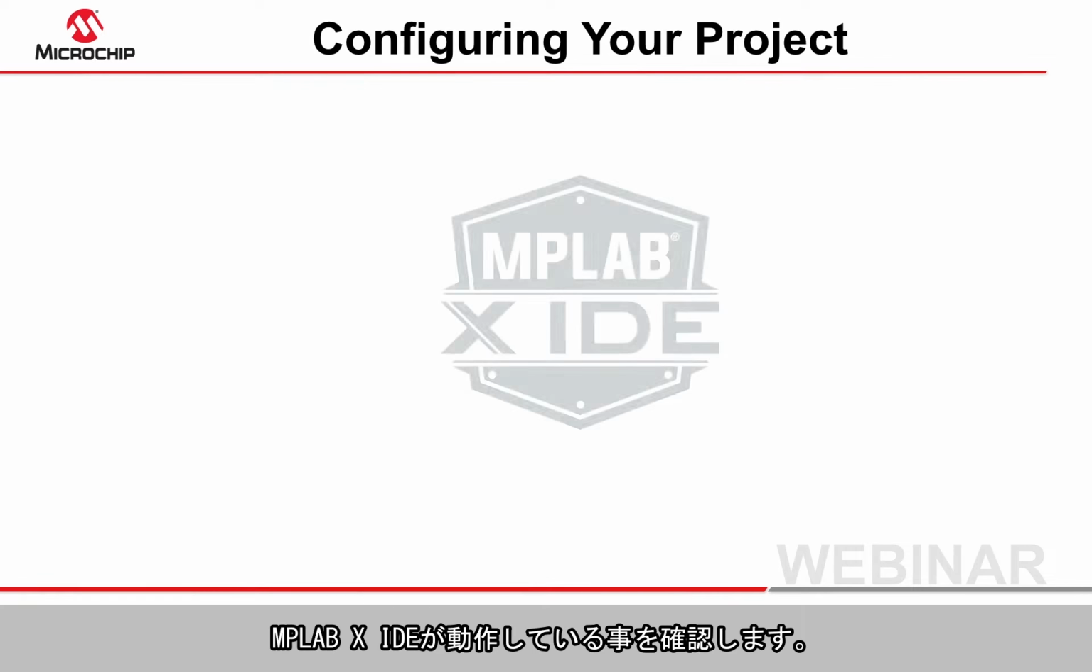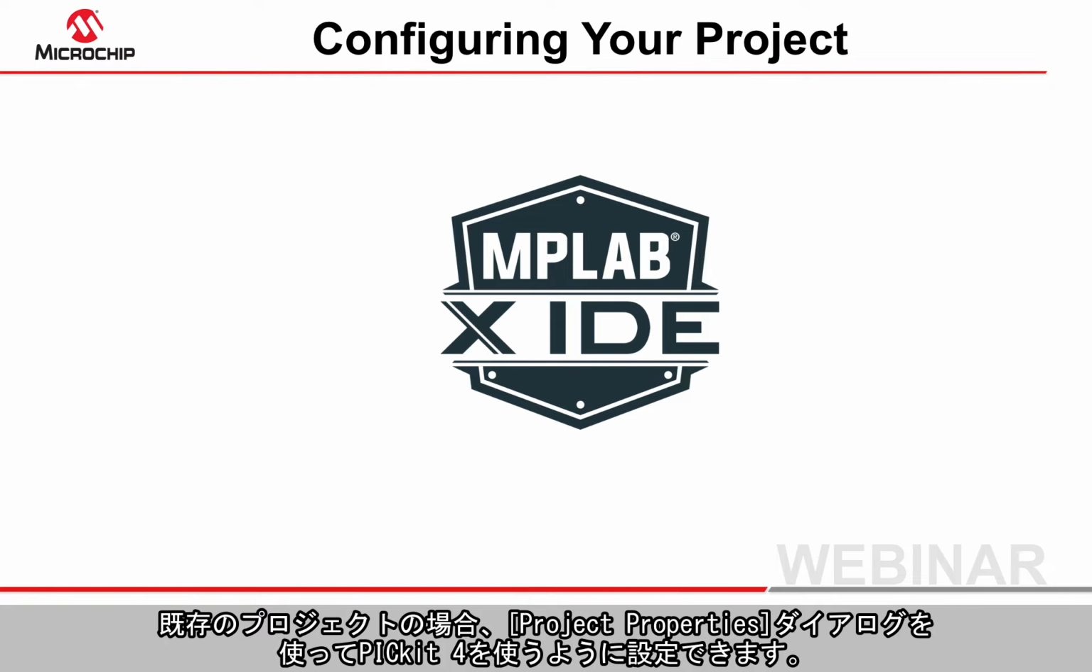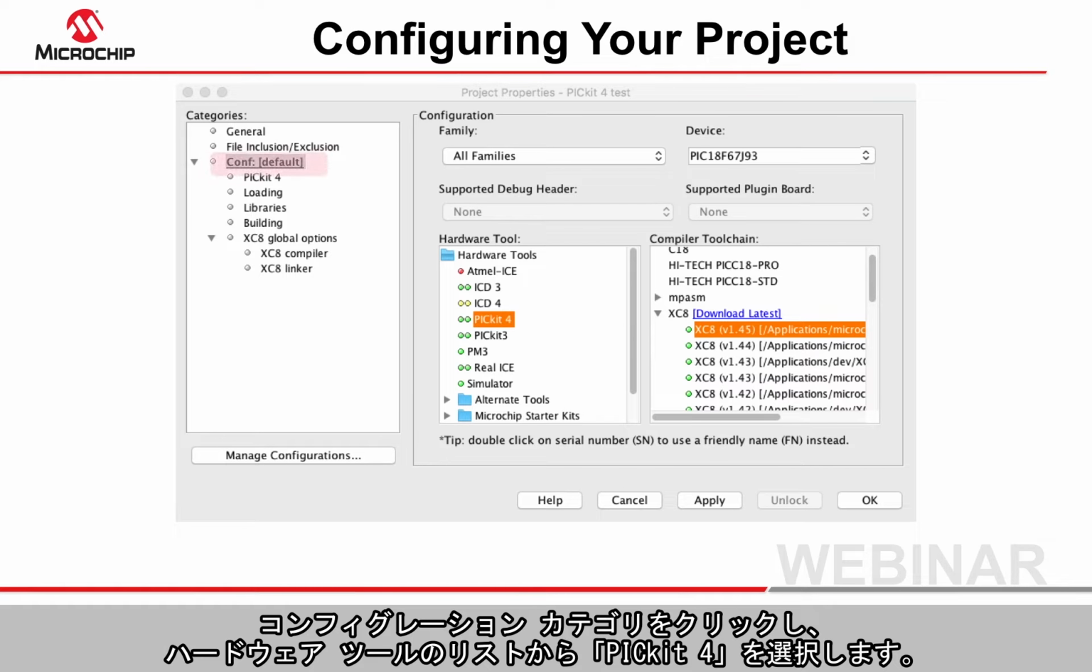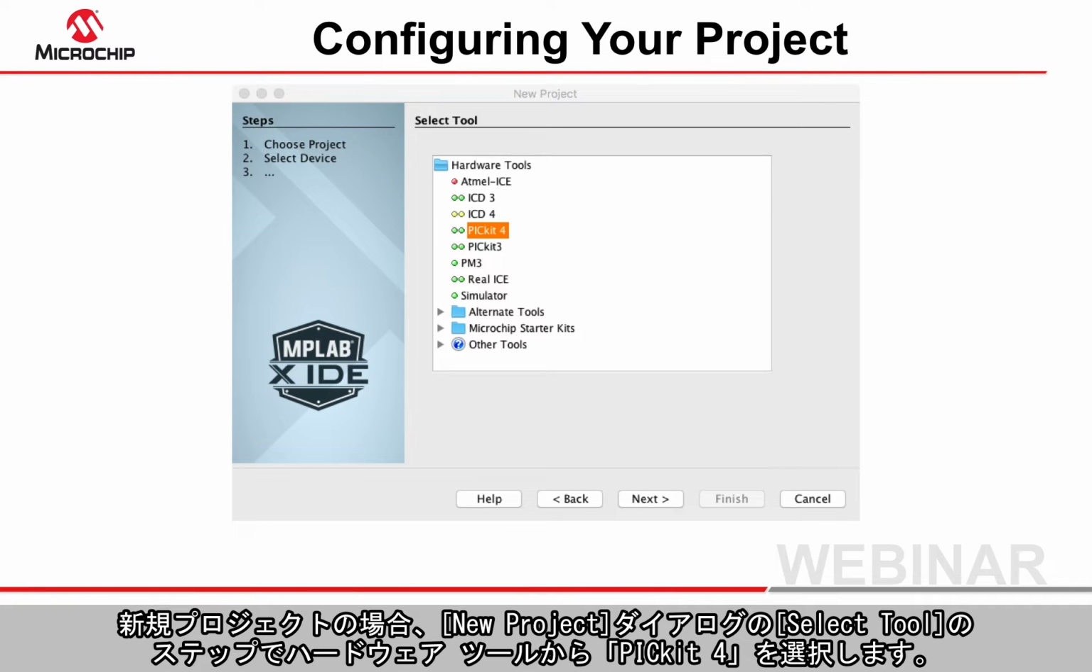Ensure the MPLAB X IDE is running. If you have an existing project, you can configure it to use the PICkit 4 by opening the Project Properties dialog. Click the Configuration category and select PICkit 4 from the list of hardware tools. If you are creating a new project, when you come to the Select Tool step in the New Project dialog, select PICkit 4 from the hardware tool choices.